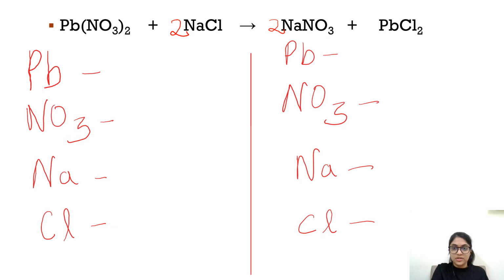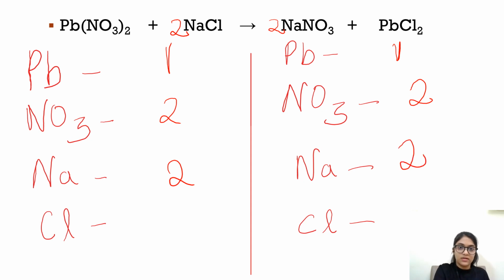And this was pretty much a simple equation. You see that everything is balanced right now. This is 1, 1, NO3 2, 2, sodium 2, 2, and since you put a 2, chlorine has already been balanced, so that's also balanced off. And all I wanted to show you was about the nitrate ion. Otherwise, this was a pretty simple equation, and I hope you do get it.